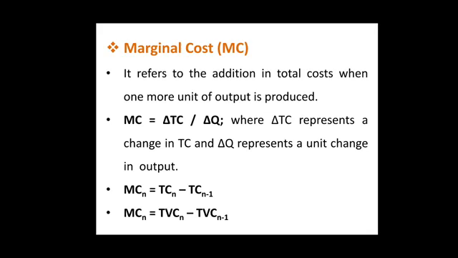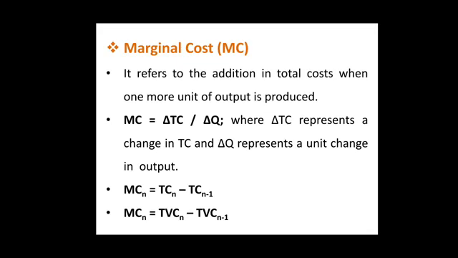Algebraically, it is the change in total cost of producing n units instead of n minus 1 units, that is one less, where n is any given number. Thus, MCn is equal to TCn minus TCn-1. That is, the marginal cost of the nth unit is equal to the total cost of n units minus the total cost of n minus 1 units.